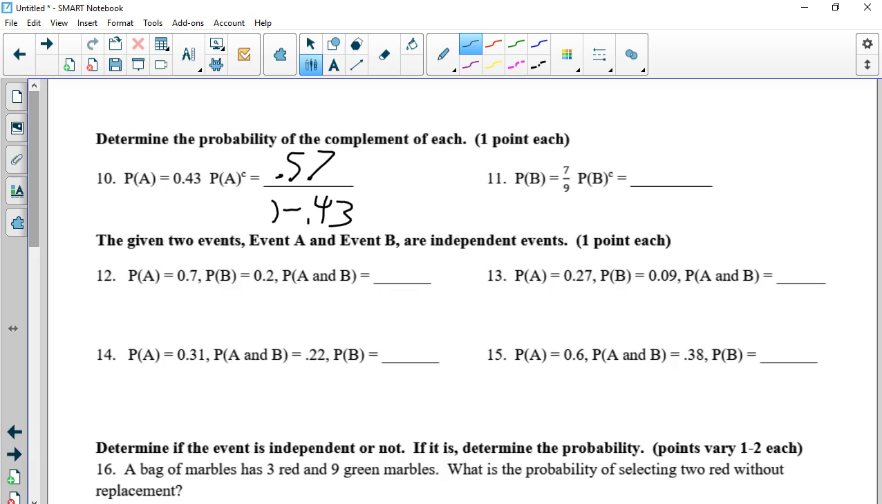Now, remember, this little c there means the complement. That's just the symbolic way of writing it. But it's in the instructions also. Now, 7/9.